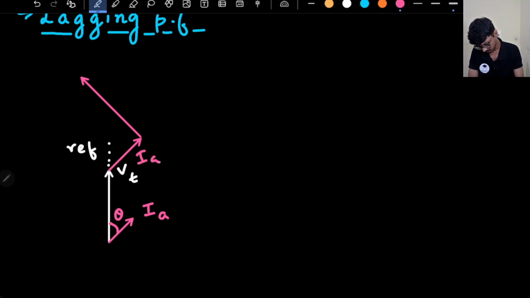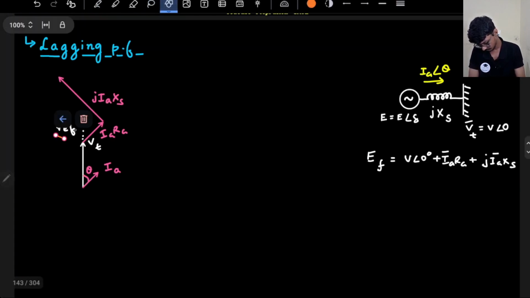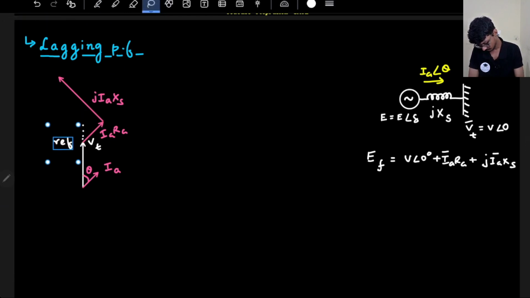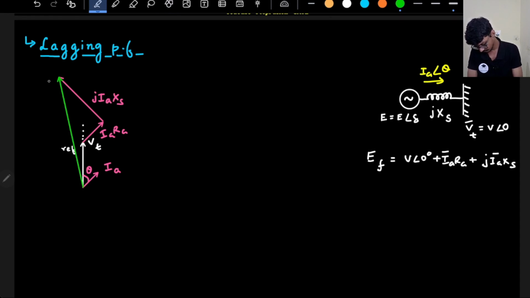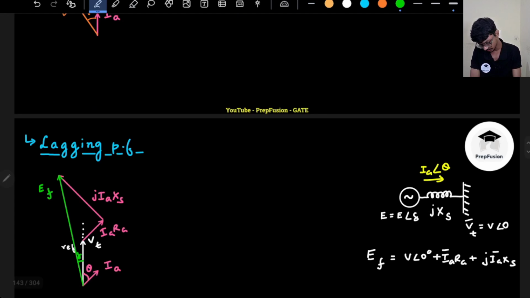So this will be IRA, IXS. Okay, EF. Okay, so in this case again same thing, right? Same thing we will do. This will be delta. So if you do this analysis, you will get this value.